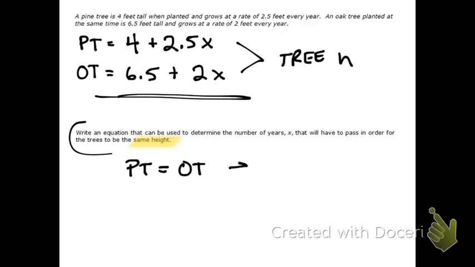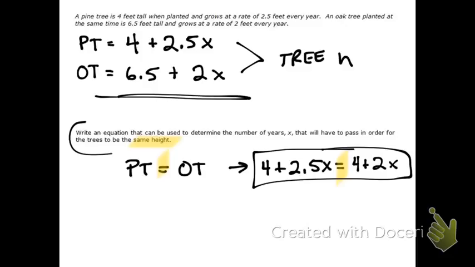So what I'm going to do is substitute my expressions in. Instead of my pine tree, I'm going to put 4 plus 2.5x. I want them to be the same, just like I have an equal sign over here. And then I put my oak tree on the other side: 6.5 plus 2x. And there is our equation. We have variables on both sides, but this is going to tell me when my heights are the same.